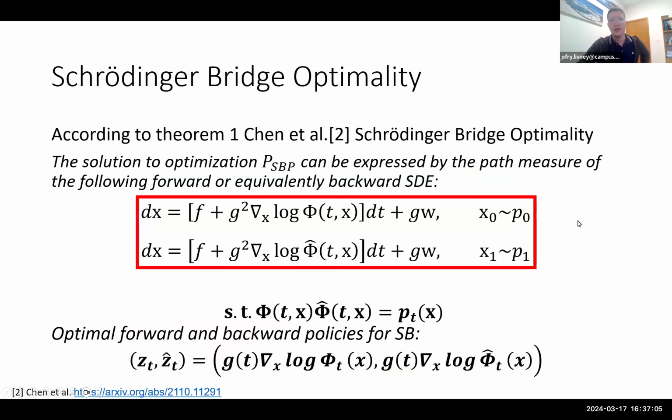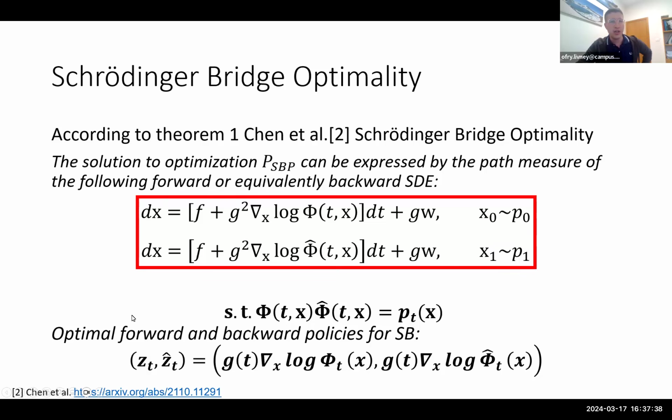And what this theorem states is that given that you have found some functions phi and phi hat that answer to this factorization of the density of our marginals, and having these also be a solution to some set of PDEs, then the solution to this very tough optimization problem can be expressed by the set of forward and equivalently backward SDEs.